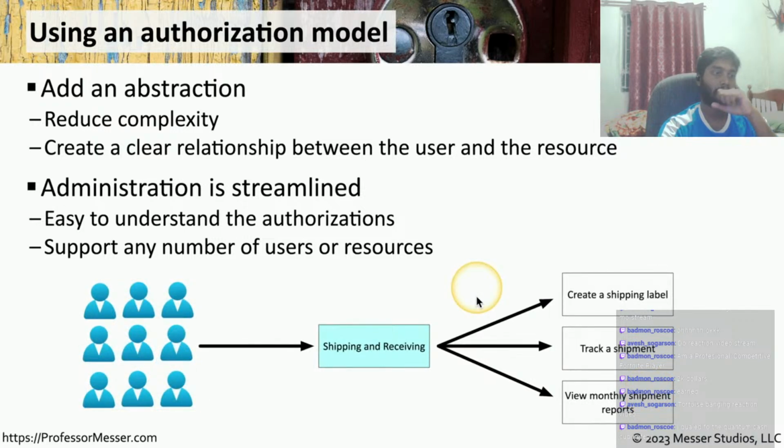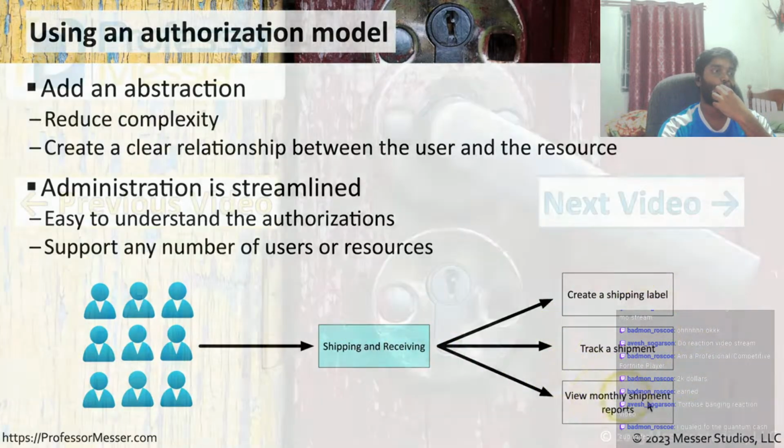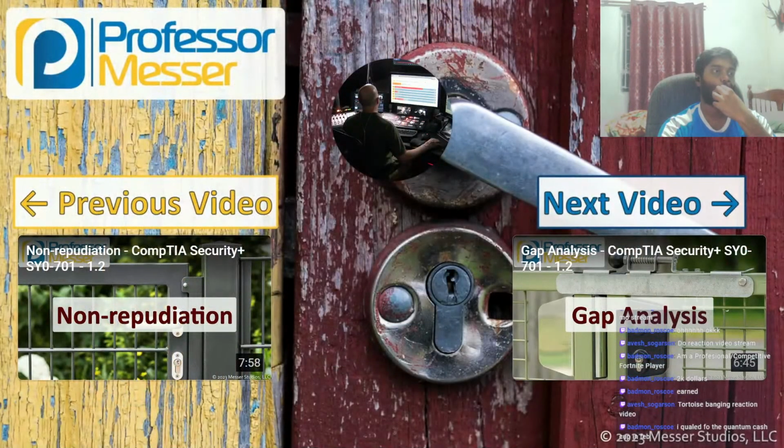Now let's add in our tens or hundreds of users. Instead of manually mapping every single user to the individual authorizations they need, we just simply add all of the users to the shipping and receiving group. With this one single addition, we can give tens or hundreds or thousands of users access to the resources they might need, regardless of how many users there are and regardless of how many resources they need to access.